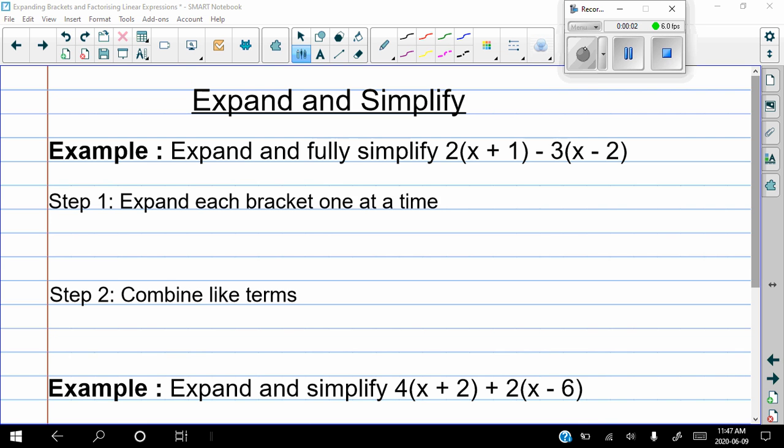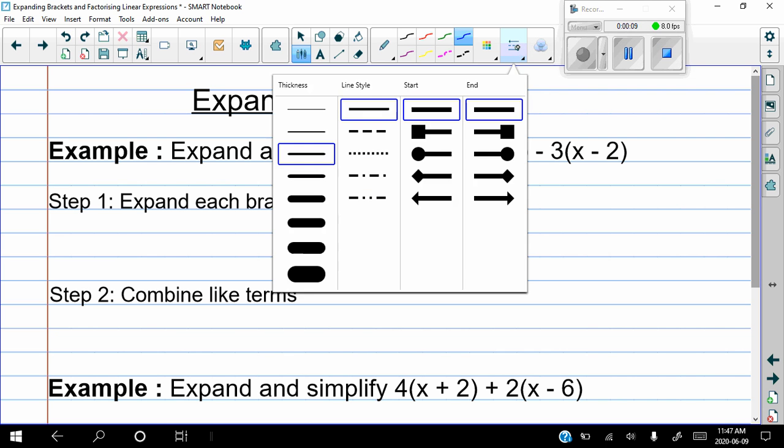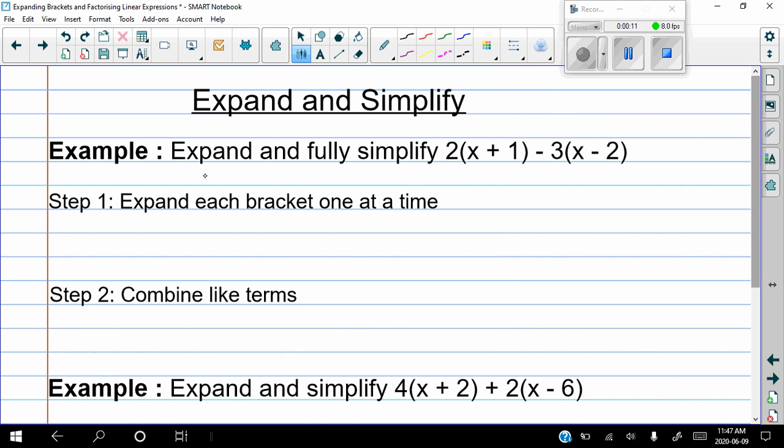So today we're going to expand and simplify. Often you'll see it as expand and fully simplify. That just means that you want to collect all the like terms at the end. So looking at this first one, step one, we expand each bracket one at a time.